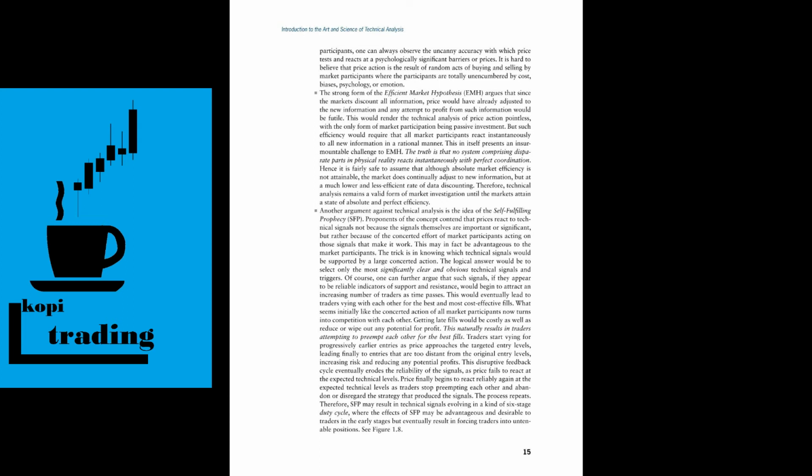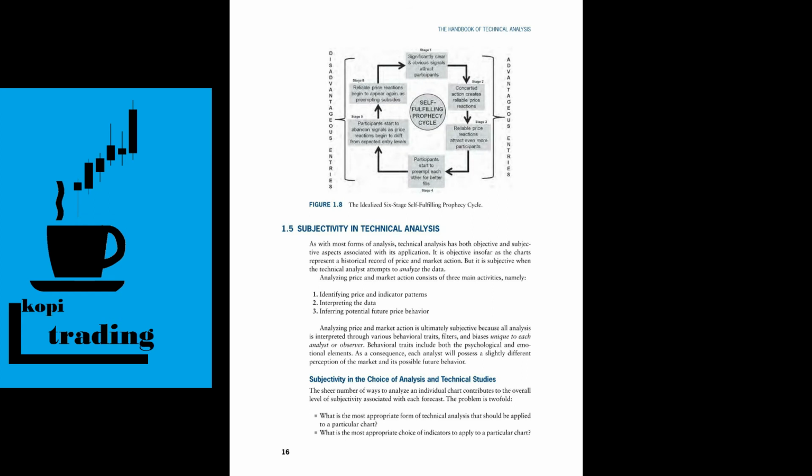Price finally begins to react reliably again at the expected technical levels as traders stop preempting each other and abandon or disregard the strategy that produced the signals. The process repeats. Therefore, SFP may result in technical signals evolving in a kind of six-stage duty cycle, where the effects of SFP may be advantageous and desirable to traders in the early stages but eventually result in forcing traders into untenable positions. See Figure 1.8. Figure 1.8. The idealized six-stage self-fulfilling prophecy cycle.